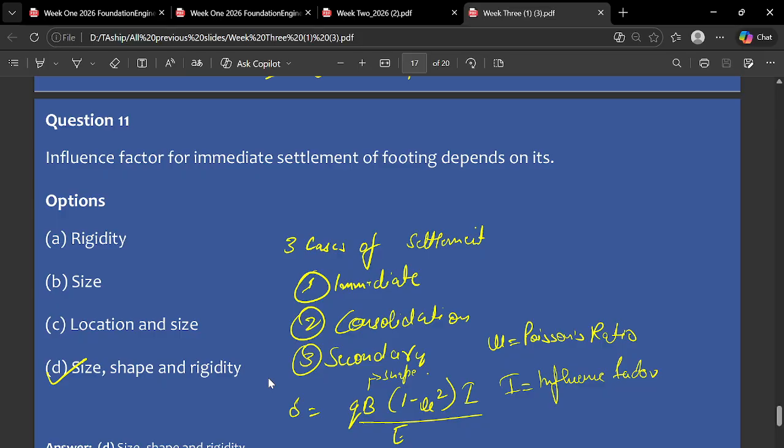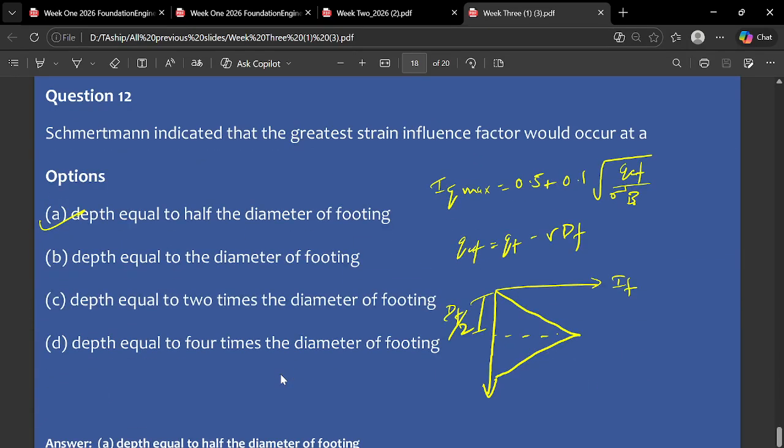Then you'll be having the influence factor. So also there are some cases where you need to calculate how much is the settlement of the footing which is happening. So for the immediate settlement, or the settlement happening due to the consolidation or the secondary settlement, how you basically take those factors into account.